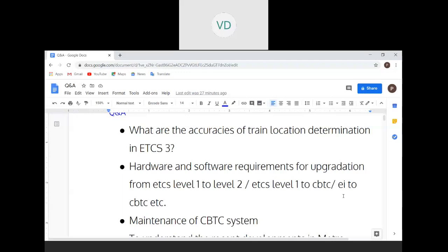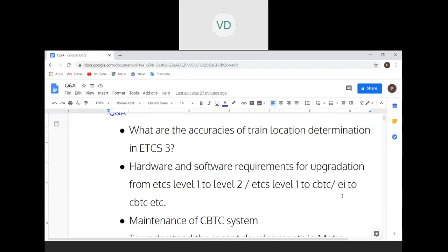What is the accuracy of train location determination in ATCS 3? I think it is equivalent to CBTC, which is about 4 or 5 centimeters. Hardware and software requirements for upgradation from ETCS level 1 to level 2, and ETCS level 1 to CBTC. ETCS level 1 and CBTC are not compatible, so you cannot upgrade it.